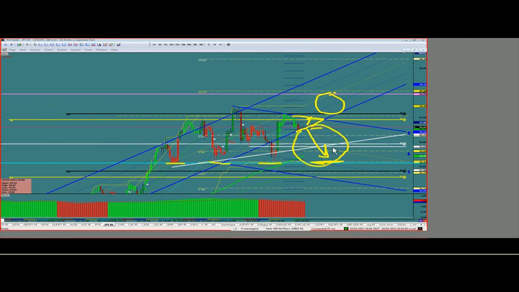Triple bottom down here. So if we get a sell-off, we'll look for that right down there, down to 92.20.